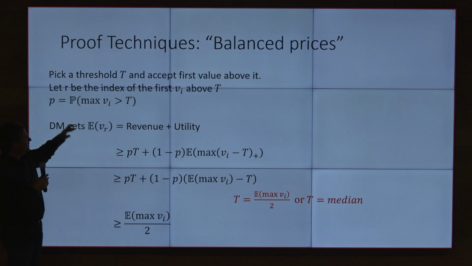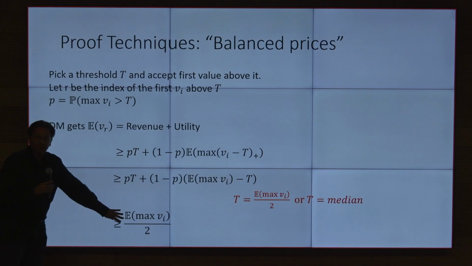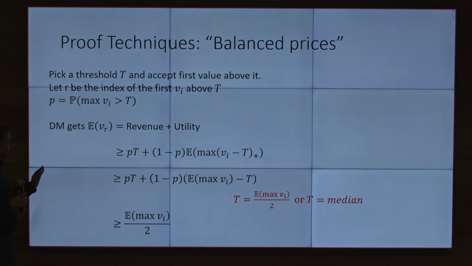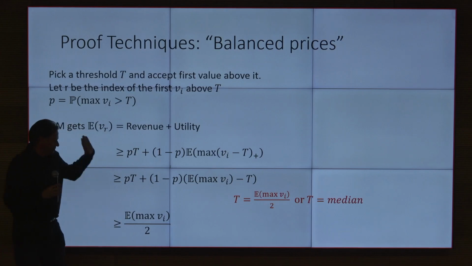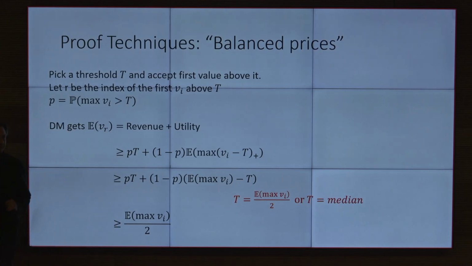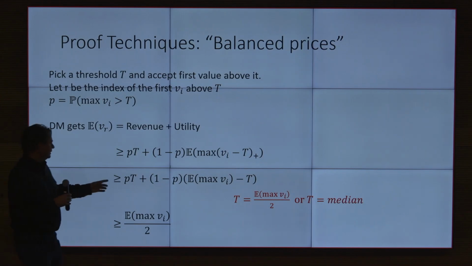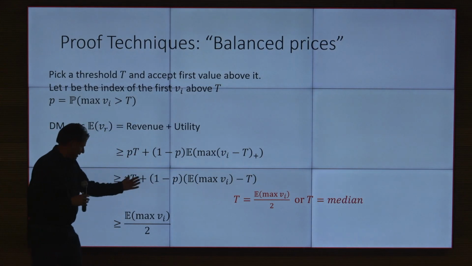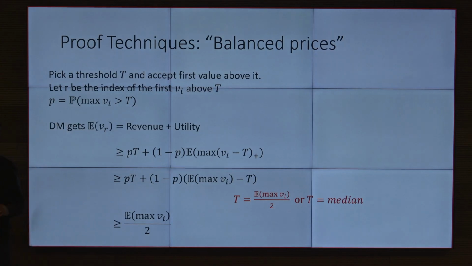Remember that what I want to prove in the end is that this is at least expectation of the maximum over 2. That's all I want to do. I'm not going to be able to prove something better than this. So long as I prove this, I should be happy. Also t equals half of the expectation of the maximum gives me the same thing. So, very good. So why is this called balanced prices?